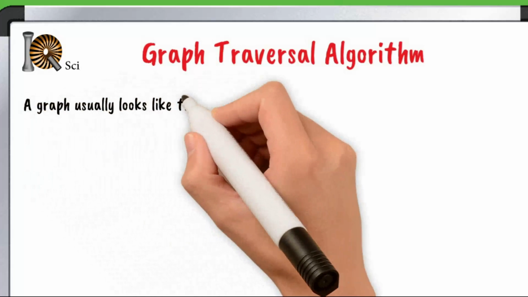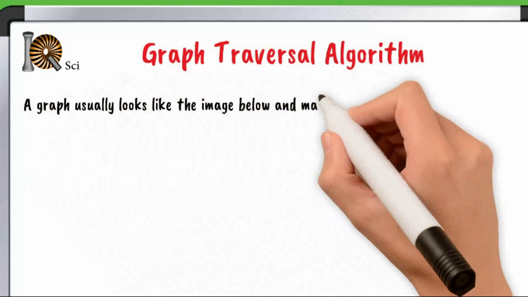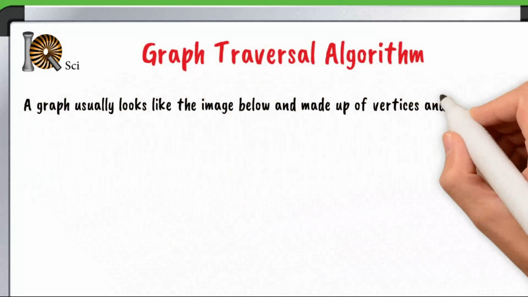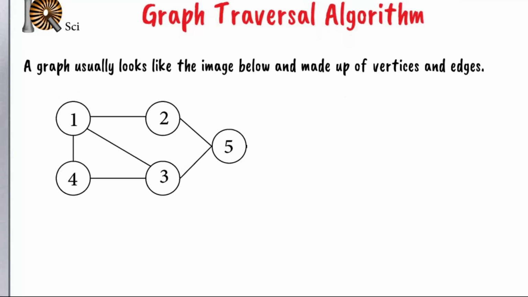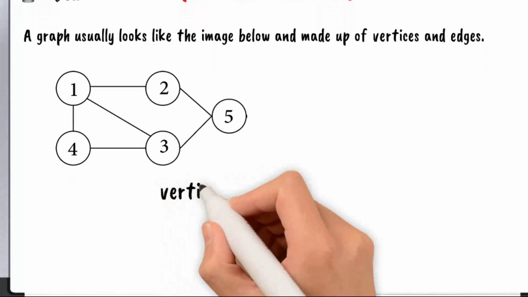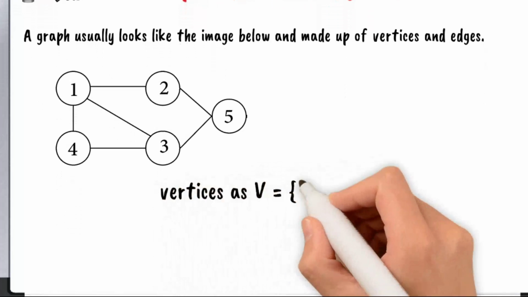A graph usually looks like the image below and is made up of vertices and edges. This is an example of a graph having a set of vertices and a set of edges.